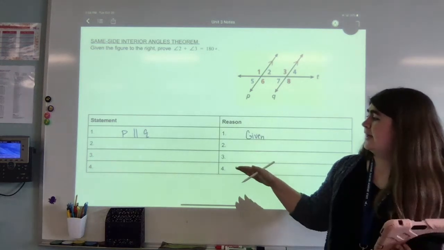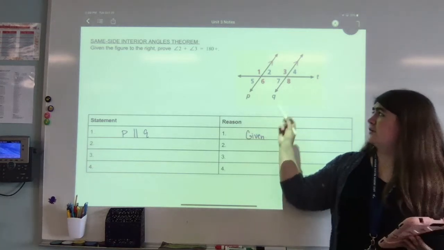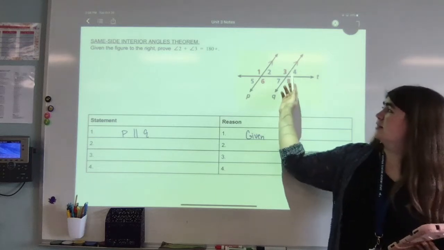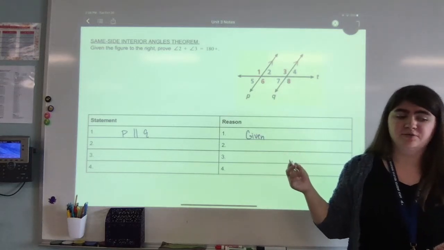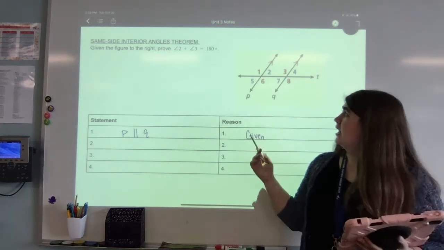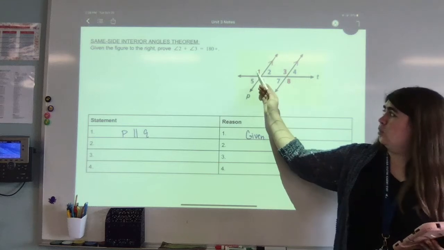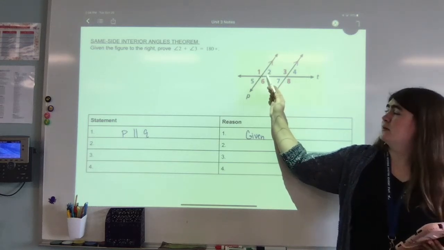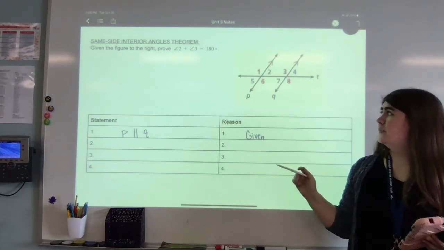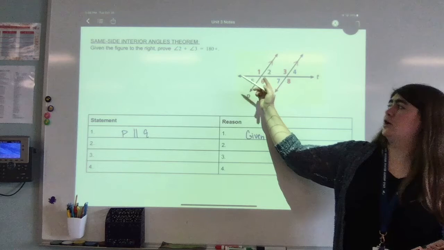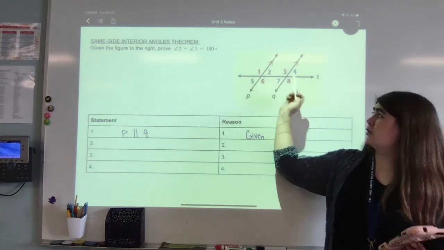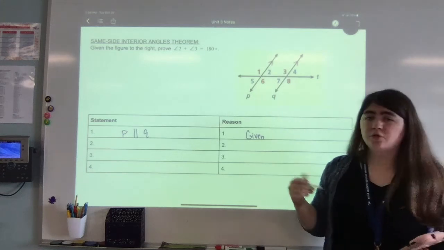Alright, next I'm trying to figure out how to get from 2 to 3 and show that the sum of them is 180 degrees. So before I can say that, I need to see what else I know. I know that this is a straight line and 1 and 2 are both on this line. So I know that these two things add up to 180 degrees. And let's see, do I know anything about angle 1 in relation to angle 3? And the answer is yes, I do, because these are corresponding angles. So I think those two things are going to help me out.